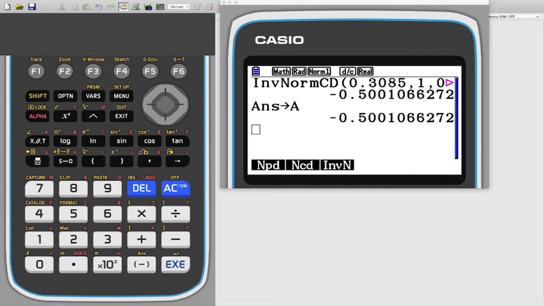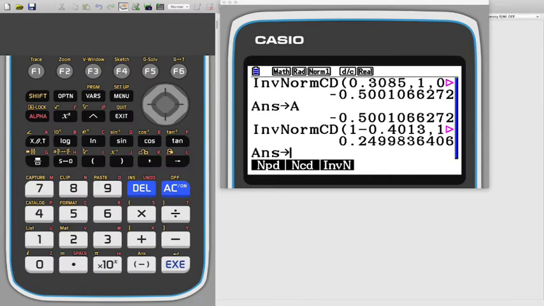Then we can repeat the process for the other value, but that was in the upper tail, so we will need to do 1 minus the value, which is 0.4013, comma, 1 for the standard deviation, comma, and 0 for the mean. We'll close that off. That will give you that value. It seems a reasonable value. Again, we'll store it: shift, answer, arrow, and we'll put that in alpha B.